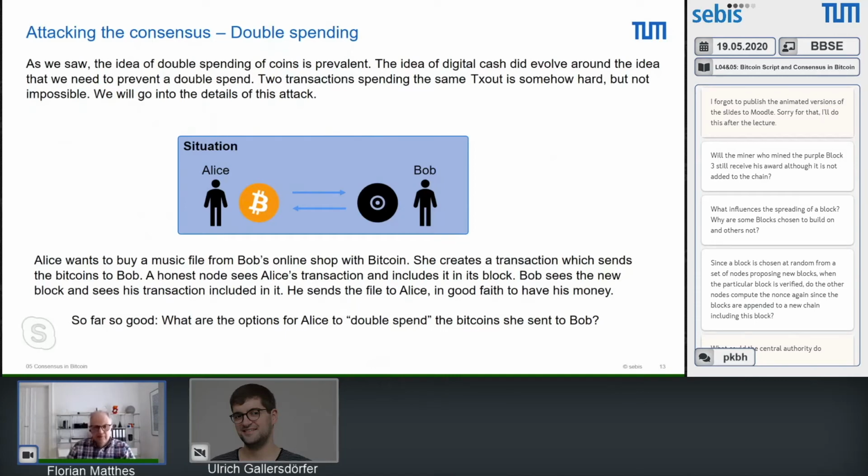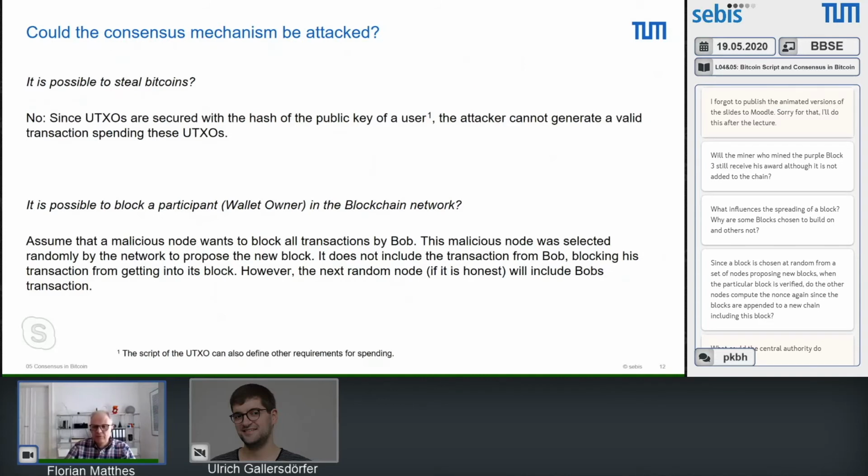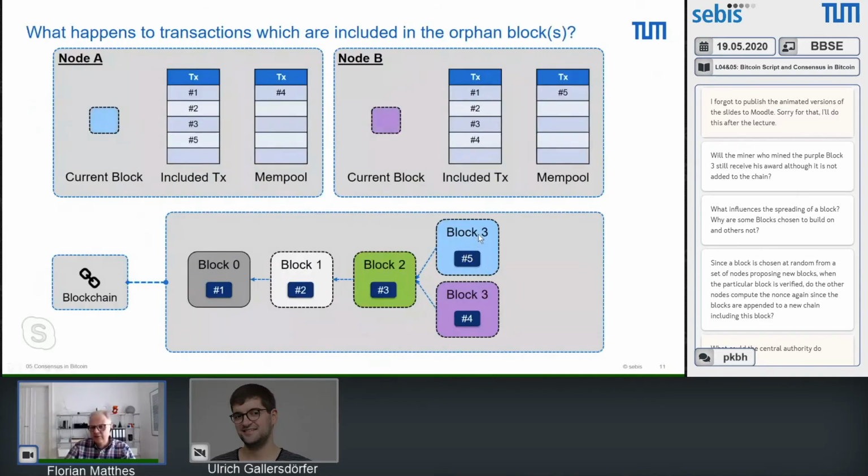So therefore, let's go back here. So Alice would create more or less one transaction here in block three, one transaction in this block, and even a third transaction in the third block, which exists now in the network.